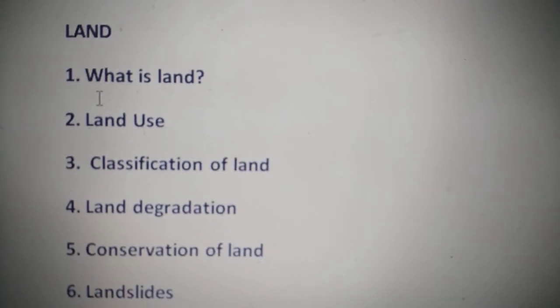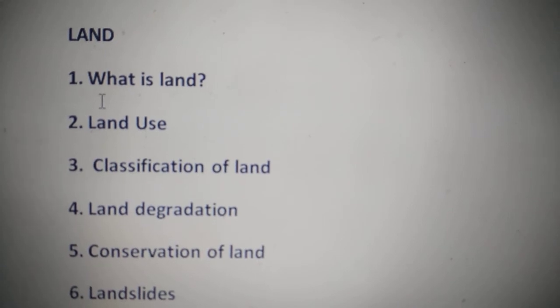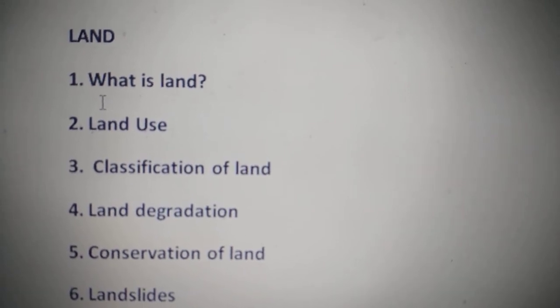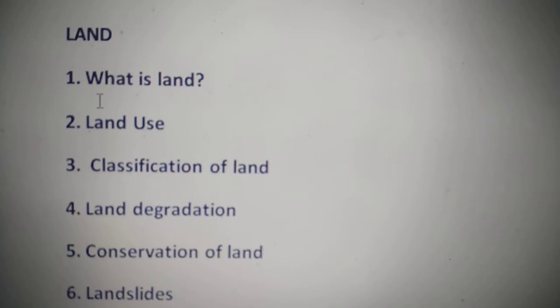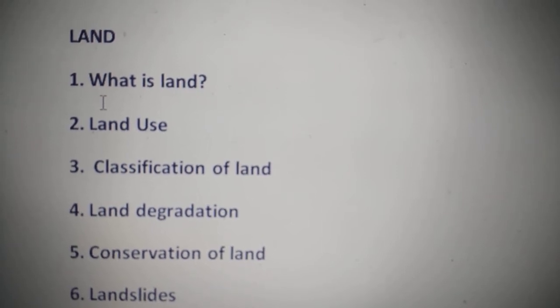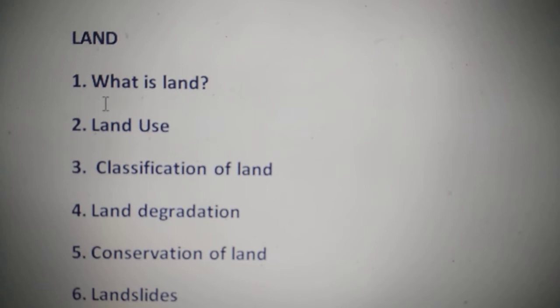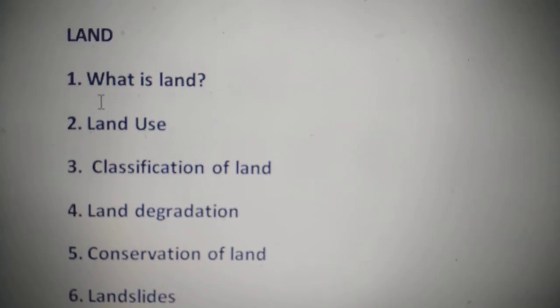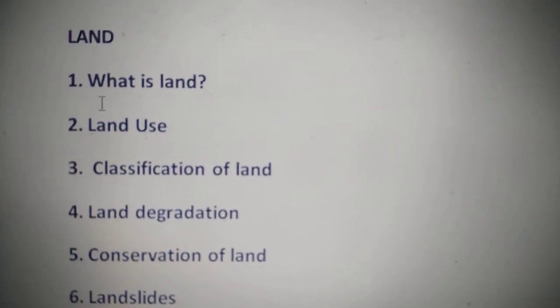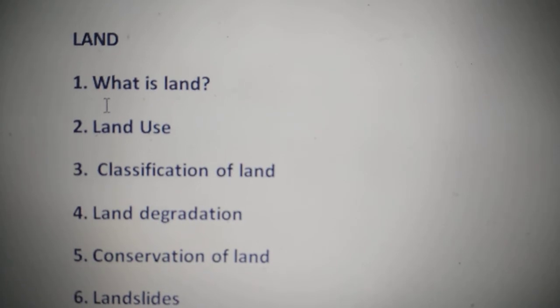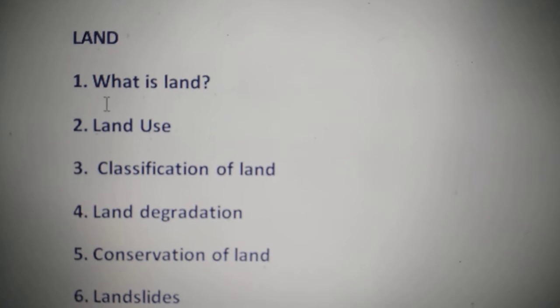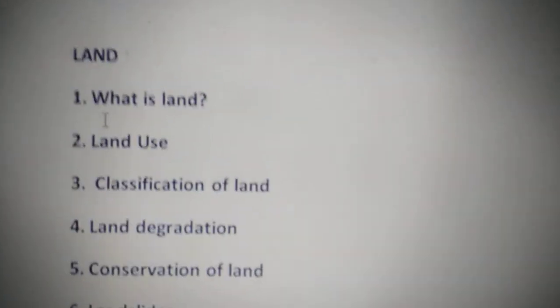So how will we define land? It is the solid surface of the earth that supports agriculture, habitat, and various natural resources. Now, it fulfills the basic needs of food, shelter, and clothing for human beings. Isn't it? Everything is given by land. So it is one of the most important natural resources. It is a natural resource, which means it is obtained from nature, not made by man.